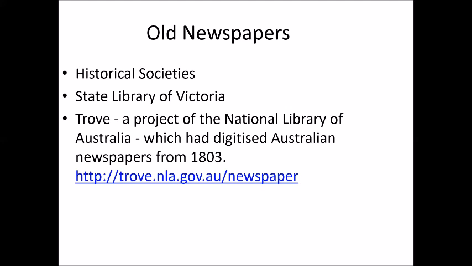The State Library of Victoria has all the newspapers published in Victoria, and there's Trove, of course. Trove is the National Library of Australia's program where they've digitised Australian newspapers from 1803. If you've never seen Trove before, it's worth looking up. It's the most amazing resource.